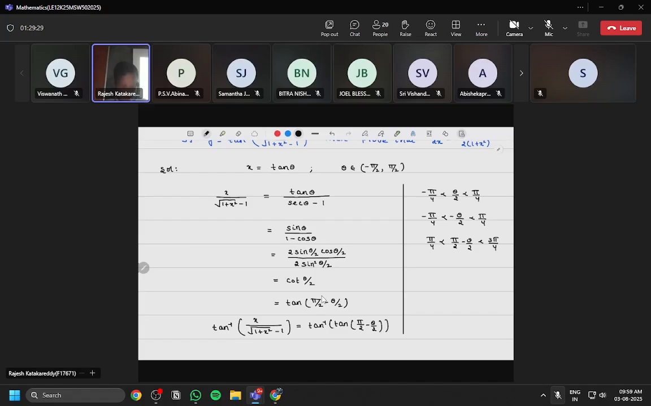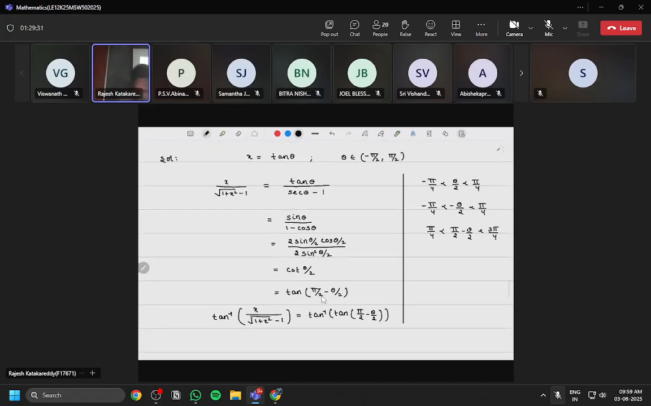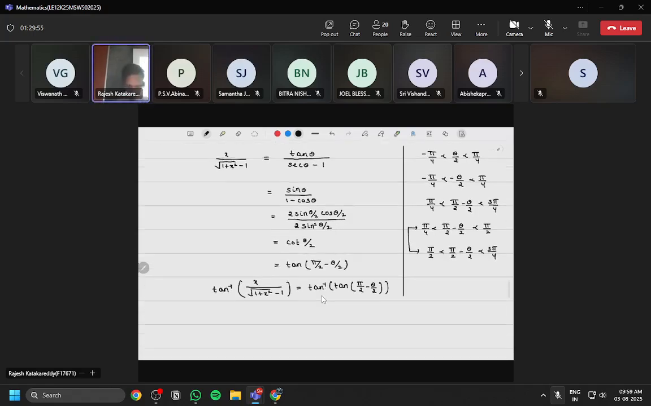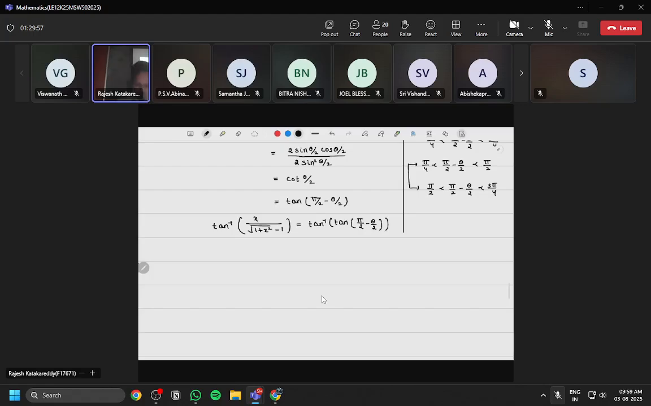So two cases I need to consider. Case 1: pi by 4 less than pi by 2 minus theta by 2 is less than pi by 2. And the second case: pi by 2 is less than pi by 2 minus theta by 2 is less than 3 pi by 4. For tan inverse of tan function graph, if you remember, you will have two situations here. One is pi by 2 minus theta by 2.